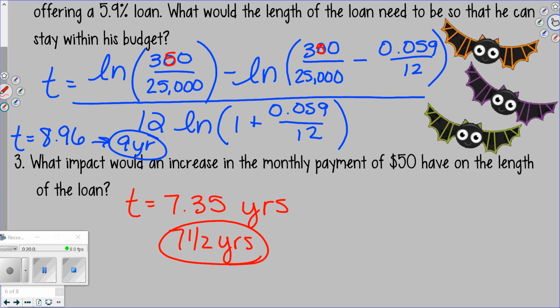So how much interest? Would that change your interest? Yeah. Could we figure that out? We could, but we don't have time today because we have shorter classes.